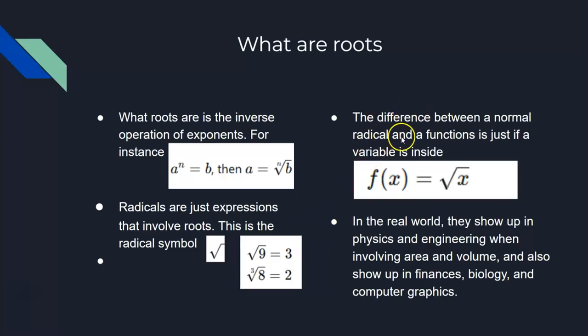The difference between a normal radical and a function is just if the variable is inside. So this is the formula for that: f of x is equal to radical x. In the real world, though, they show up in physics, engineering, when involving areas and volume, and also show up in finance, biology, and computer graphics.